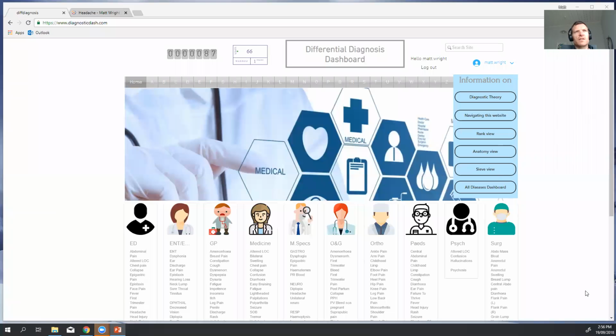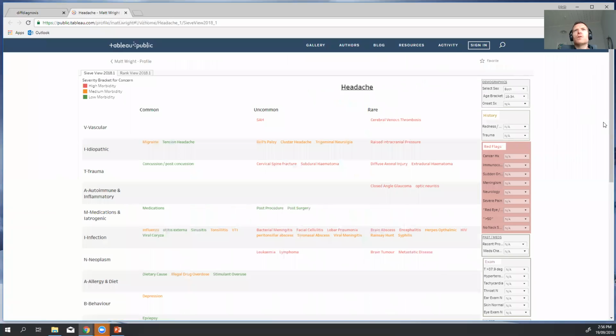So this is an example of the way which I would approach a patient with headache. What I would do is initially go across the top here in the differential diagnostic dashboard, and I would find headache. I've actually got it already open on the screen here, and click through to that. So now this would be the sieve view for the patient with headache.